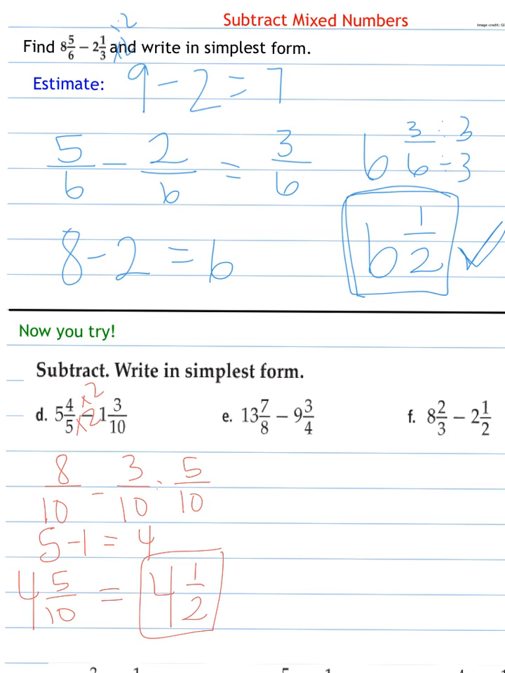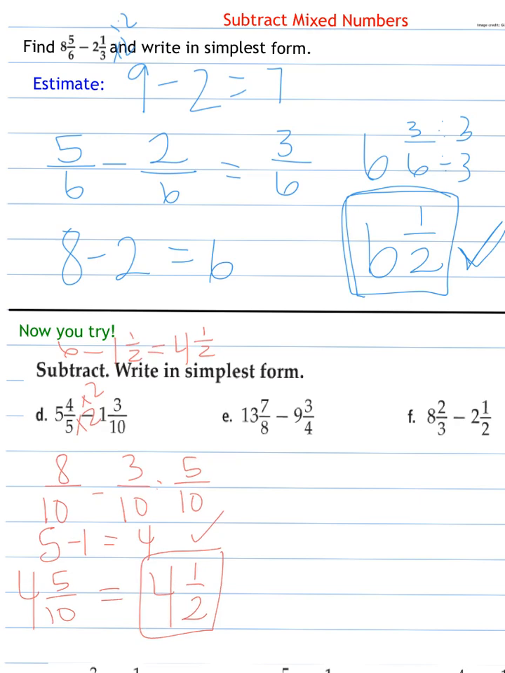And again, if we had done an estimate on this one, 5 and 4/5 is close to 6. 1 and 3/10 is pretty close to 1.5. Which would get you to your 4.5. So that answer does make sense.